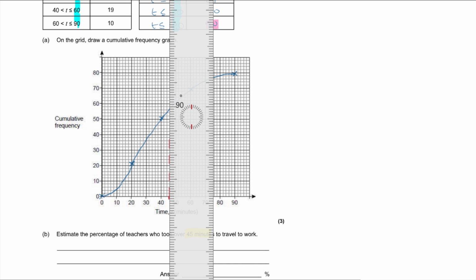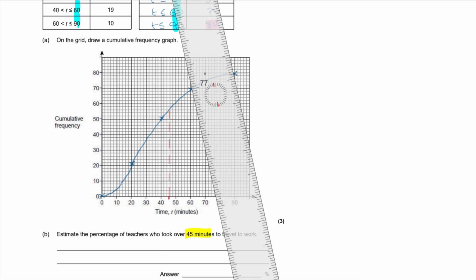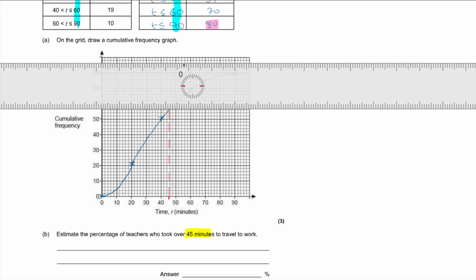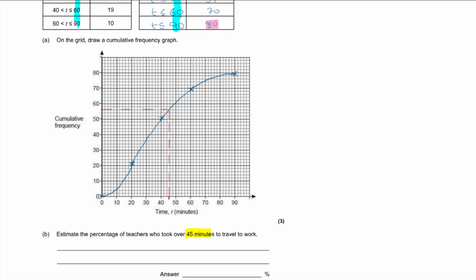So you're using a little dotted line to show some method. Let's get rid of that. So I'm reading that as coming off at about 3 squares above 50, so that's like 56, isn't it? Okay. Now, remember what I was saying earlier. What this graph is telling you is that below 45 there are 56. All these people, all these 56, have got a time of 45 or less.